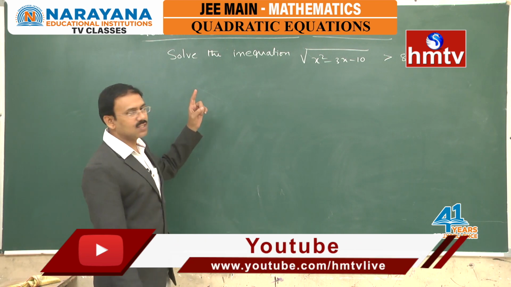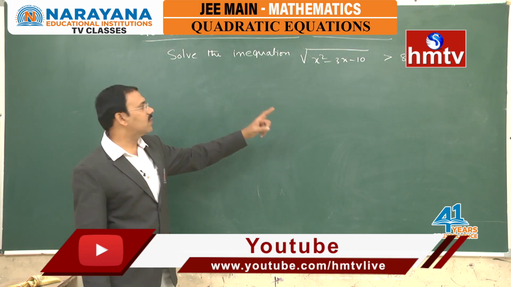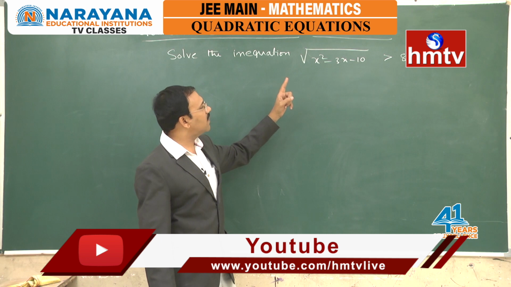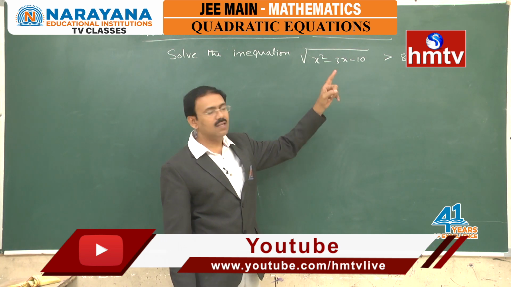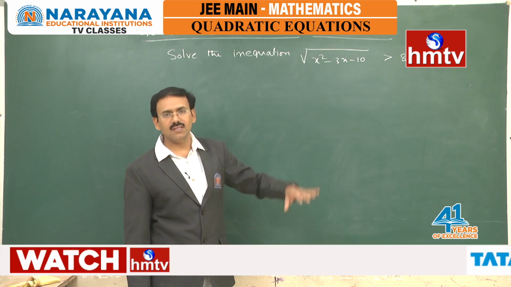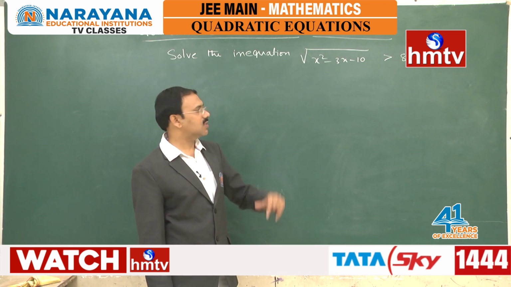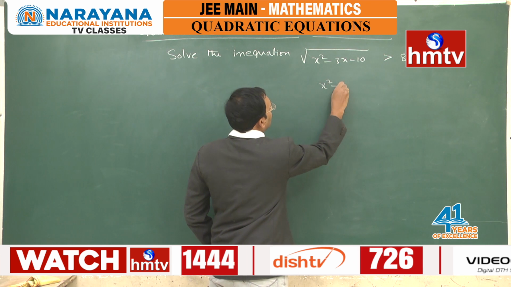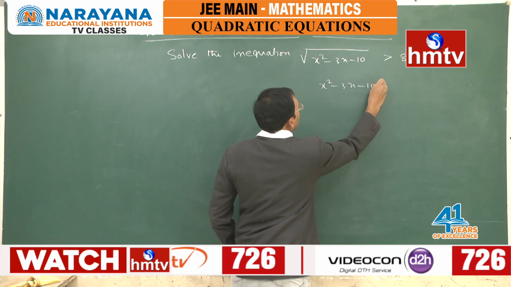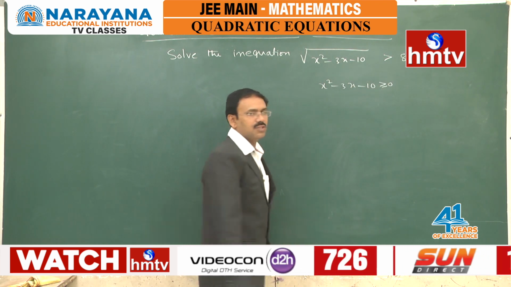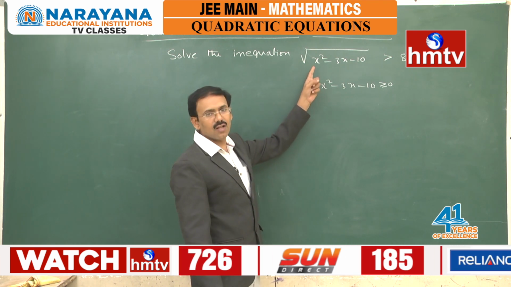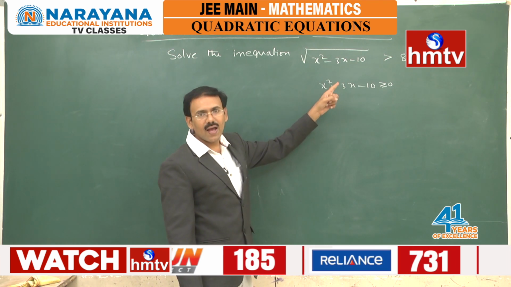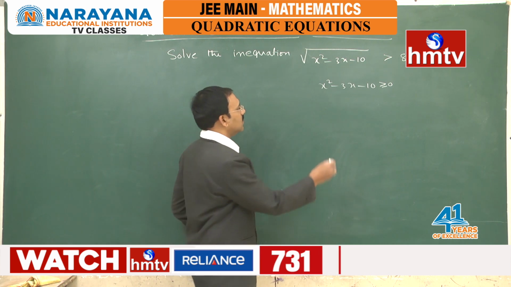Now, let us see this question. Solve the inequation root of x square minus 3x minus 10 is greater than 8 minus x. This is the inequation. First of all, to proceed, x square minus 3x minus 10 must be greater than or equal to 0, otherwise this is not defined. So, we have to take the solution set of this inequation.